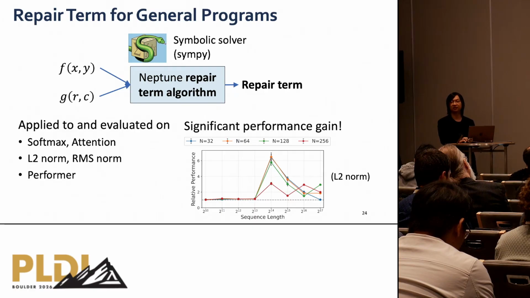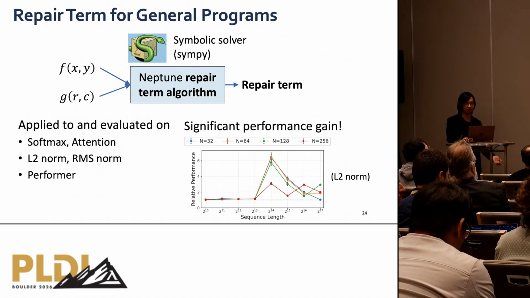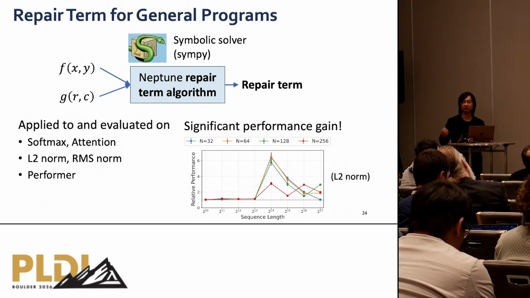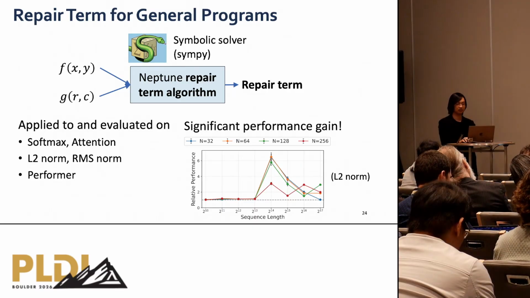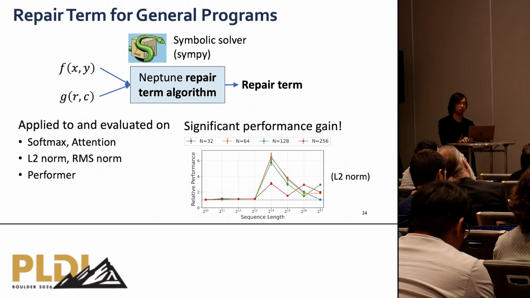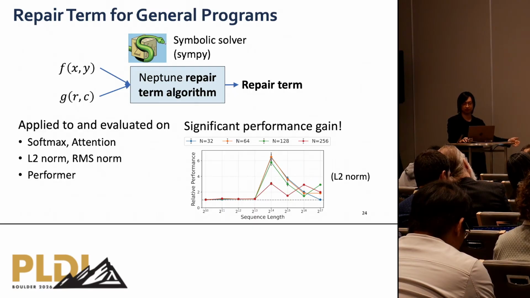This is essentially a symbolic solver, and it's built on SymPy in Python. And this is why Neptune Fusion can automatically apply to many different programs. We have applied it to not just softmax and attention, but also L2 norm, RMS norm, and Performer. And in many cases, we observe significant performance gain. For example, in L2 norm, we are getting up to 6 times performance benefit just from the fusion. We will see more of that in the evaluation.